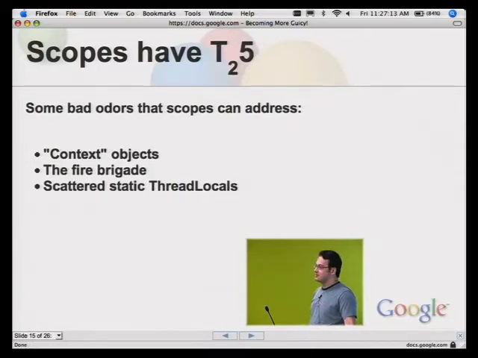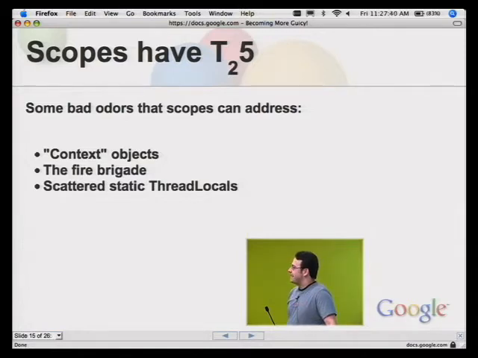There are some bad odors that they can address. So one bad odor is the context object. You ever seen this thing that you call like, this is my email context, or my XML context, or who knows what. And it's full of all these setters and getters for things that are seemingly unrelated, but you just need this catch-all place to put them all and get them later. This is a kind of a smell.